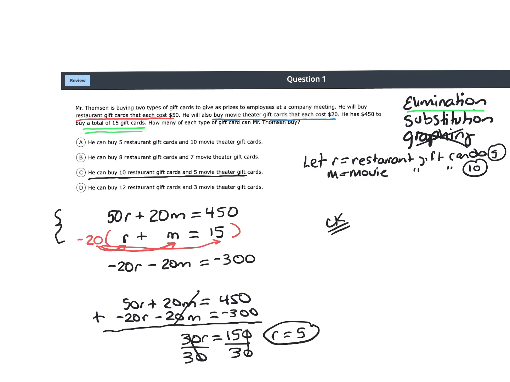So 10 movies are $20 and 5 restaurants are $50. Let's start with our 5 restaurants: 5 times 50 gives you 250, and your 10 movies, 10 times 20, gives you 200. Together, that adds up to 450. So your choice is choice C. You could have guessed and checked your way through that. It is multiple choice after all, but this would be the way that you would go through it with elimination.